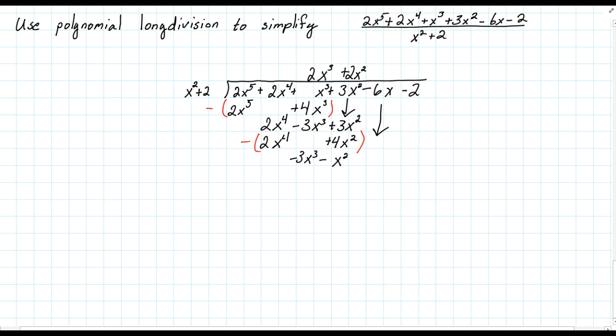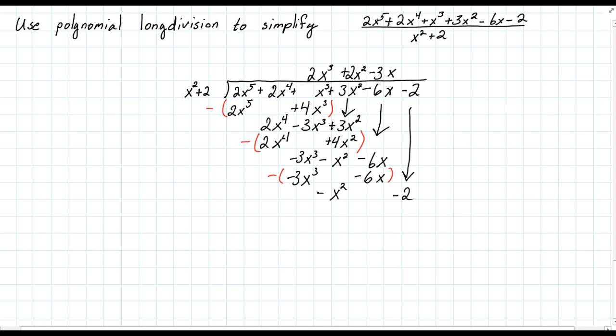And now I'll bring down that negative 6x. Same trick again. It's going to give me a negative 3x. So I end up with negative 3x cubed minus 6x. Ooh, look at that. That's exciting. And now when I subtract them, I will get 0x cubed minus x squared plus 0x. That's exciting. And then I'll just bring down the minus 2.